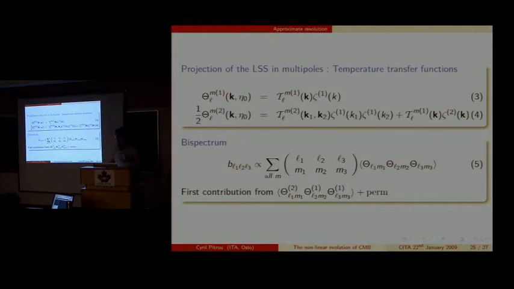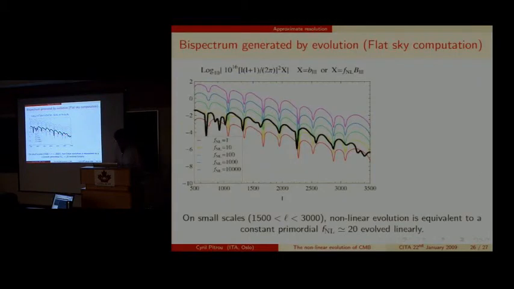So I took a model with a constant FNL. In the beginning I showed you that FNL could be momentum dependent. Here I've taken a constant FNL, local type, and for different values of FNL in colors, this is the bispectrum you get in the equilateral shape. So red is FNL equal 1, FNL equal 10, 100. And in black, that's the other term, the term coming from the evolution. That's the bispectrum generated by the term coming from evolution.